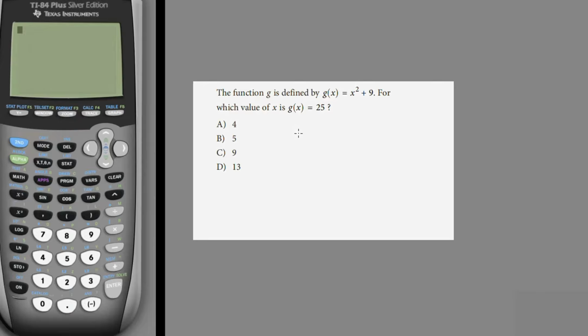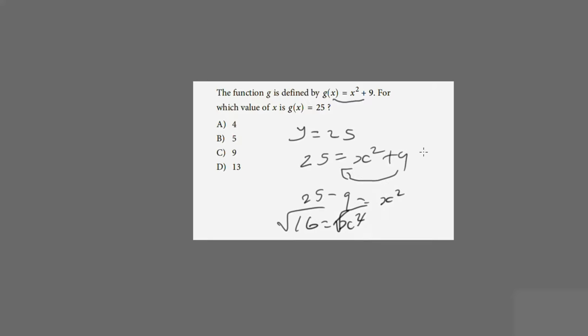Now to make x squared the subject, we move 9 over the equality sign and change its sign to negative. We now have 25 minus 9 equals x squared. So 25 minus 9 gives 16 equals x squared. To solve for x, you take the square root of both sides. The square root of 16 gives plus or minus 4, but we usually take the positive number. So the right answer to this question is option A, which is 4.